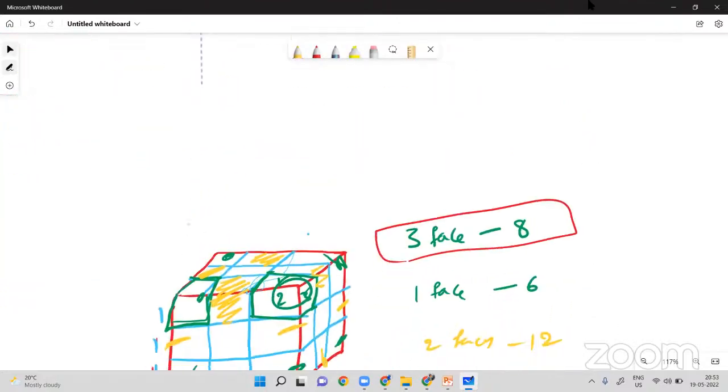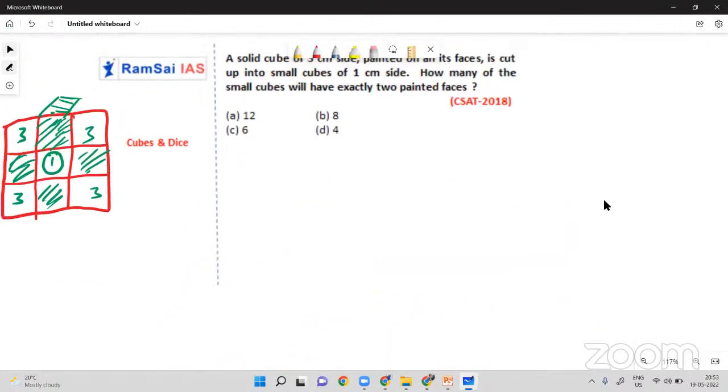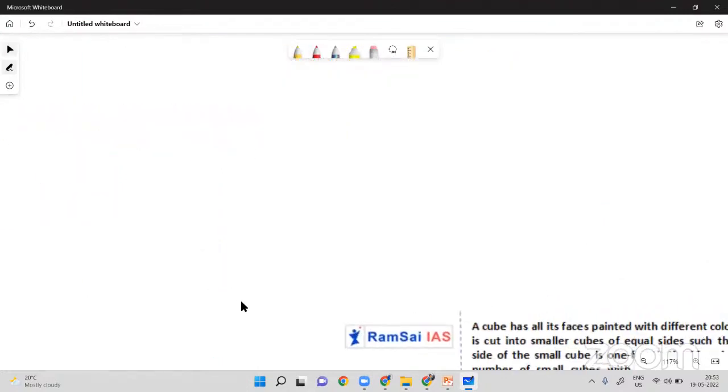Okay, now for this question, two faces colored are how many? 12. So 12 will be the answer. Okay, so you just do one thing.